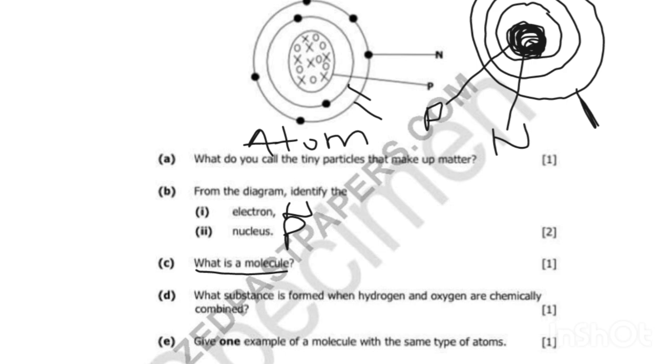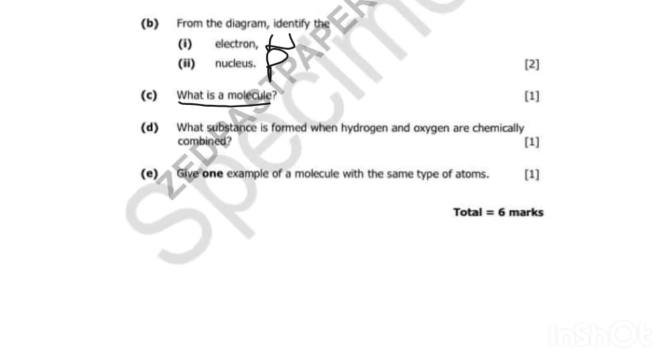We go to D. What substance is formed when hydrogen and oxygen are chemically combined? Hydrogen and oxygen are chemically combined. It's hydrogen oxide. It is the chemical that forms hydrogen oxide.